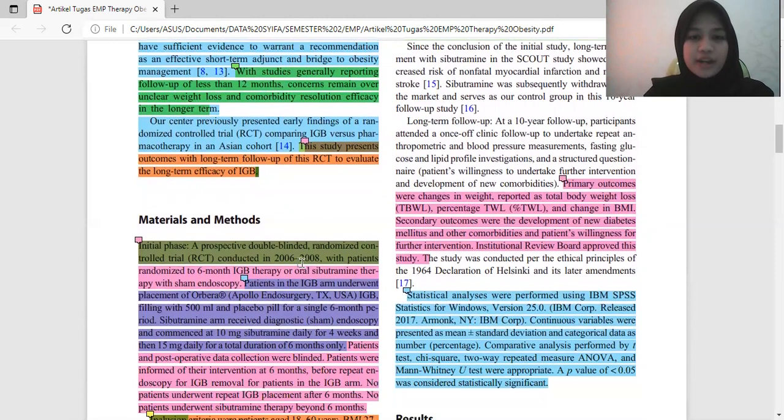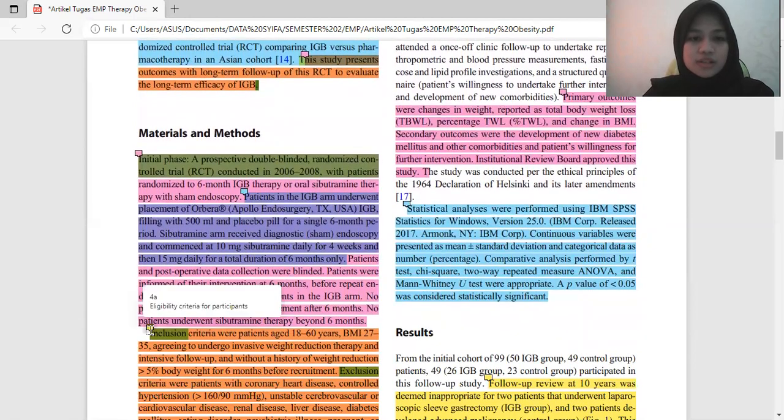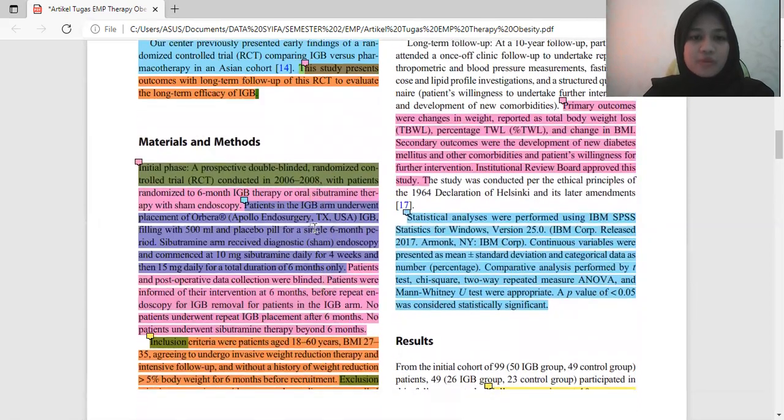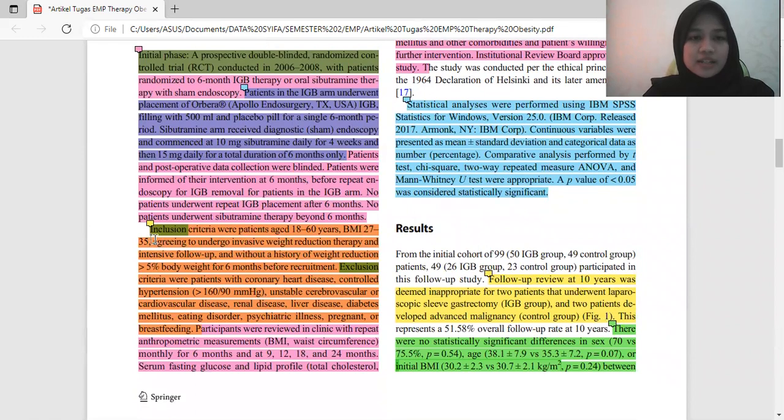Next is number 4A. The number 4A is eligibility criteria for the participants. So number 4A, we can see in the materials and methods. This is inclusion criteria where patients aged 18 until 65 years, and then the exclusion criteria until breastfeeding is the number 4A. So the number 4A is available. Next is number 4B. The number 4B is settings and location where the data were collected. We cannot find it in this article, so the number 4B is not available.